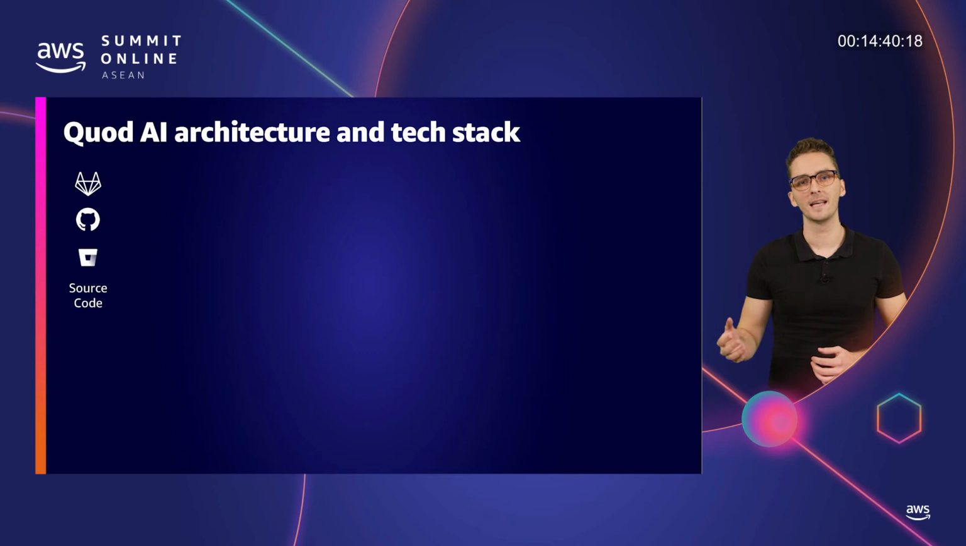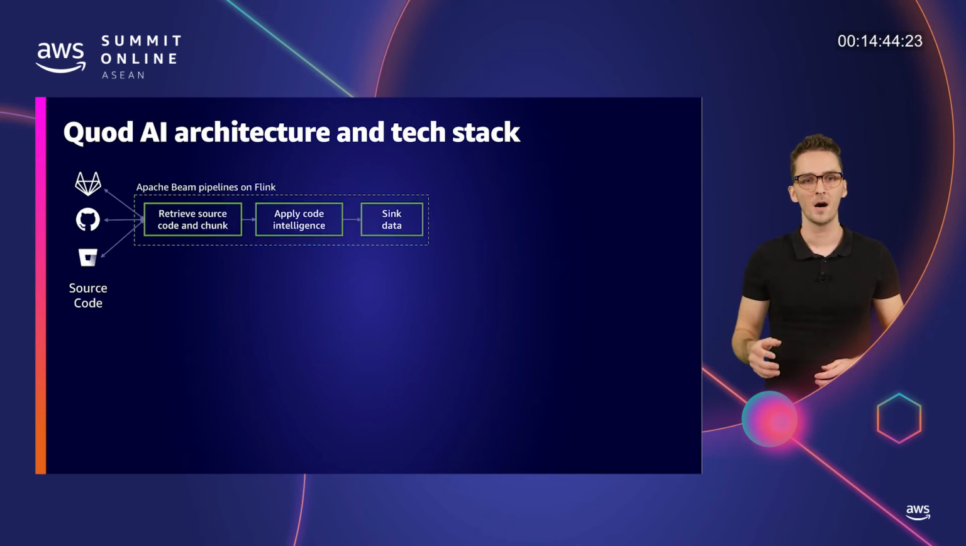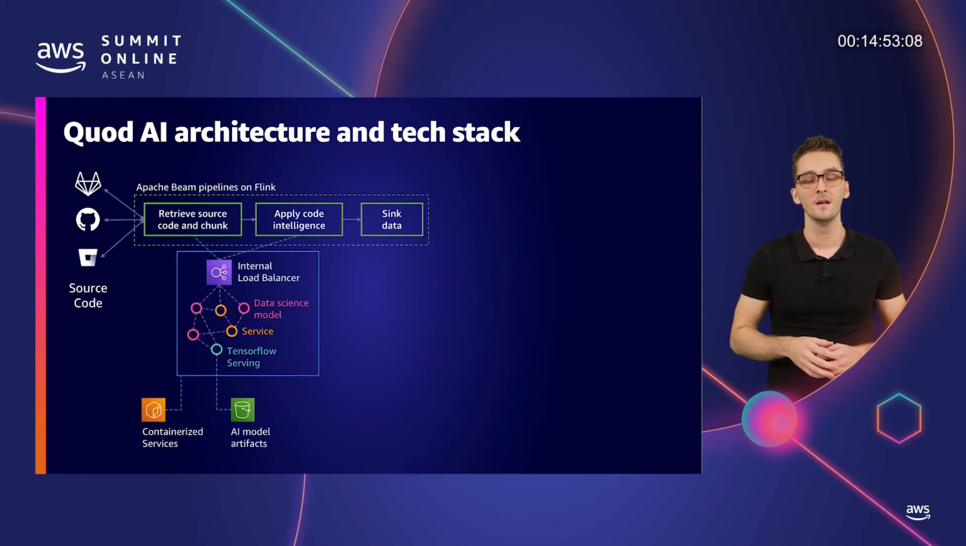We currently support GitLab, GitHub, and Bitbucket. From there, our data pipelines retrieve your source code and split it into code snippets. On these snippets, we apply several layers of code intelligence. Some parts of the code intelligence are generated inside of the pipeline. Other parts are served through a network of data science models and services.